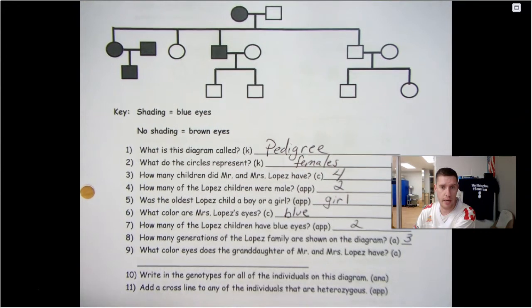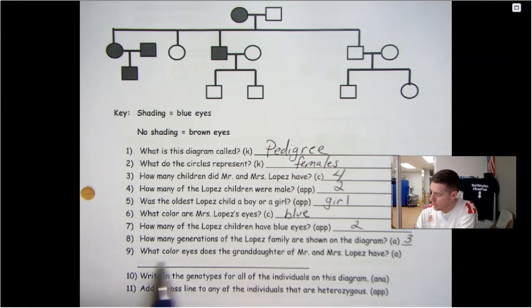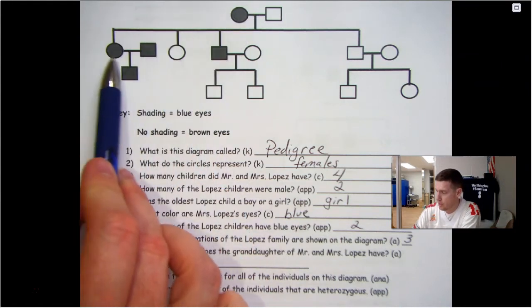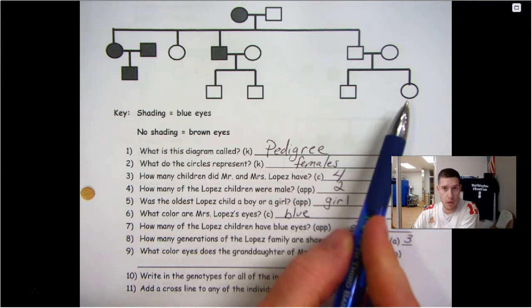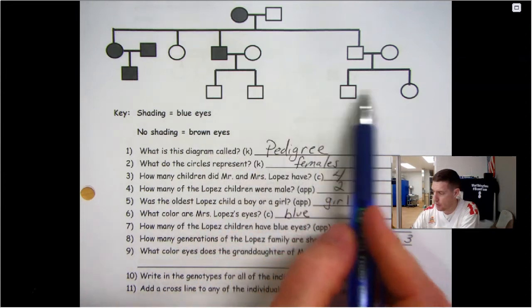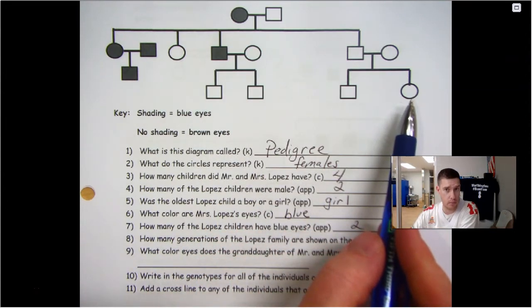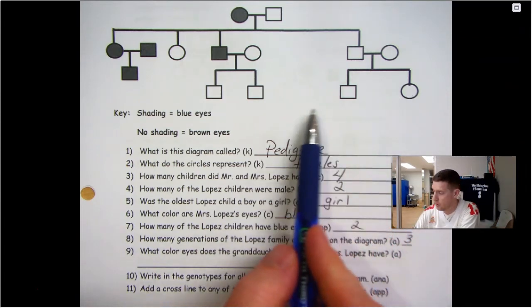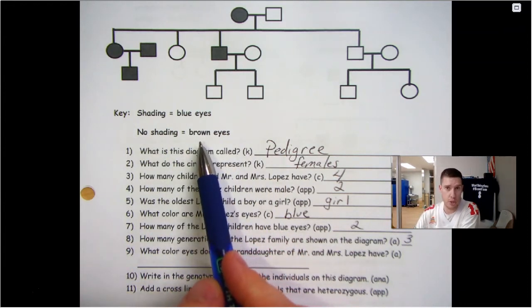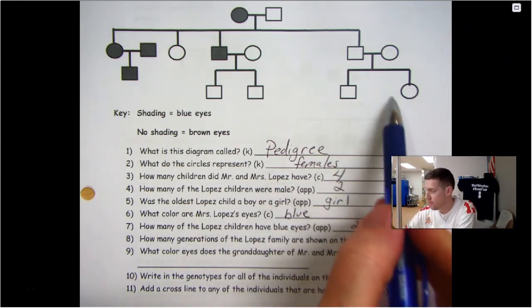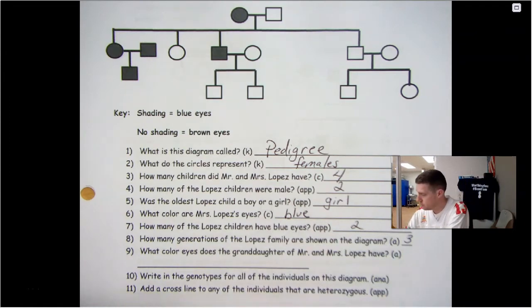Okay, we're on to question 9. What color eyes does the granddaughter of Mr. and Mrs. Lopez have? This is Mr. and Mrs. Lopez. Here are their children. So their grandchildren are going to be on this level of the pedigree. That's a boy, boy, boy, girl. So here is their only granddaughter. Now, what color eyes does she have? Over here in the key, her shape is not shaded, so the key tells us that those shapes mean brown eyes for that individual. So her phenotype is brown. Brown eyes.